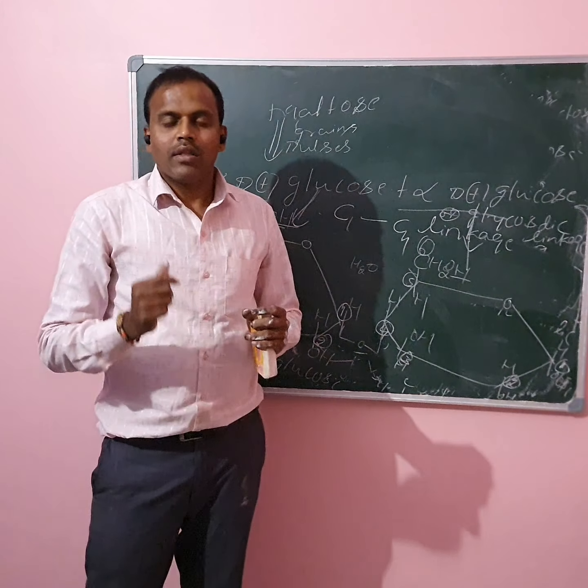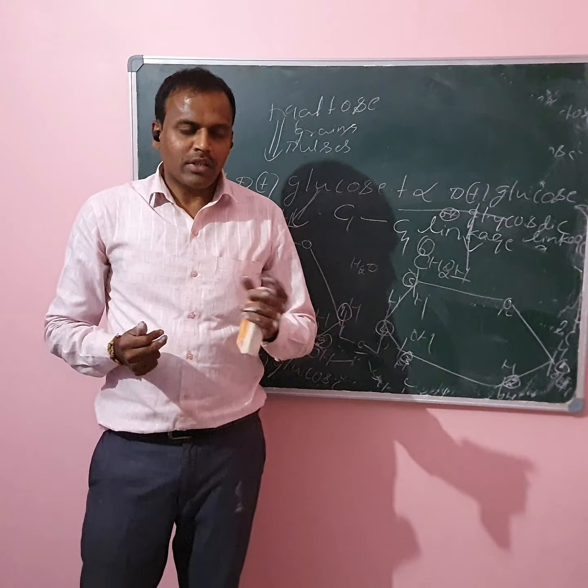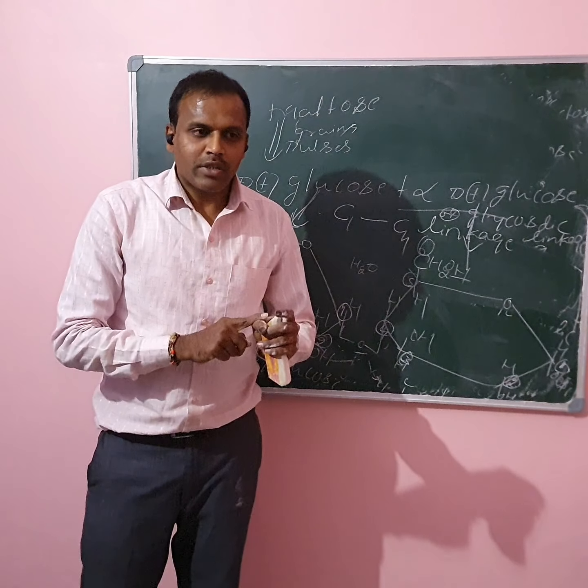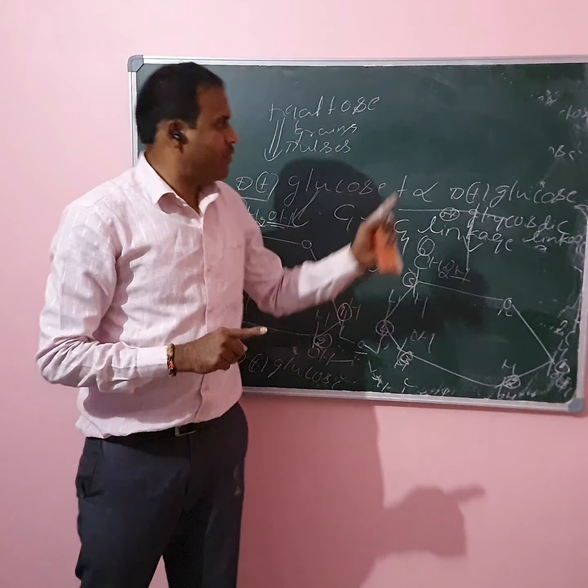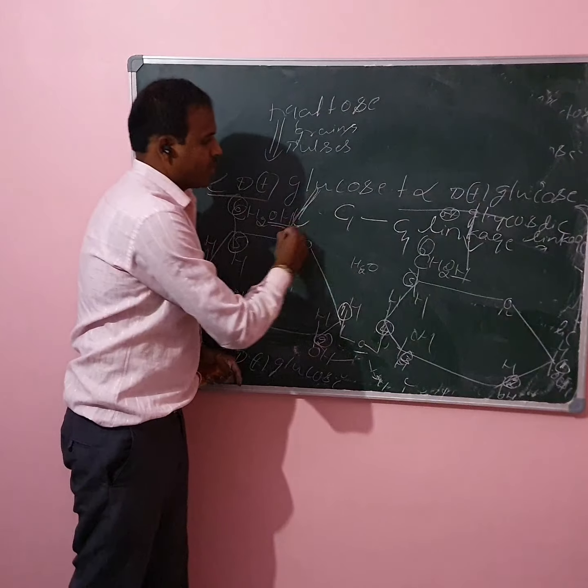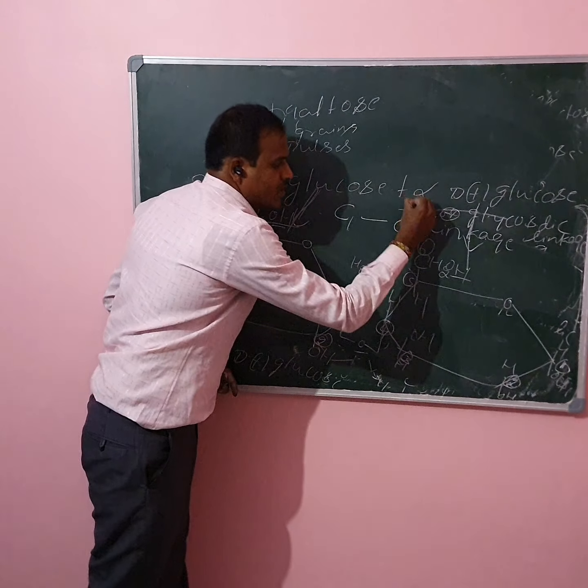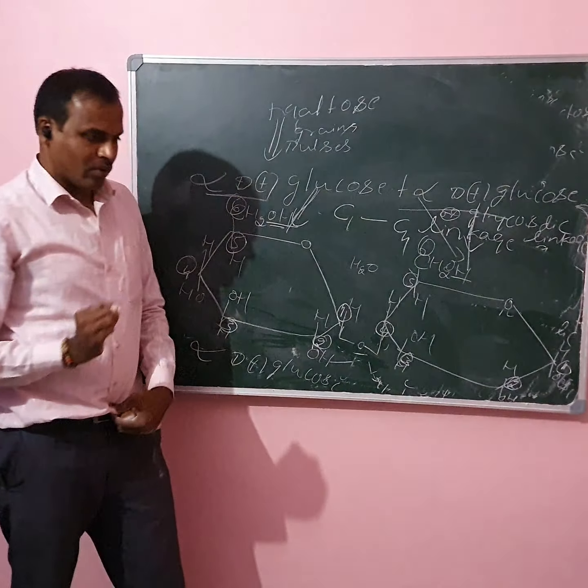Then maltose. What is the composition of maltose? Alpha-D-(+)-glucose plus alpha-D-(+)-glucose. This is alpha-D-(+)-glucose and this is alpha-D-(+)-glucose.